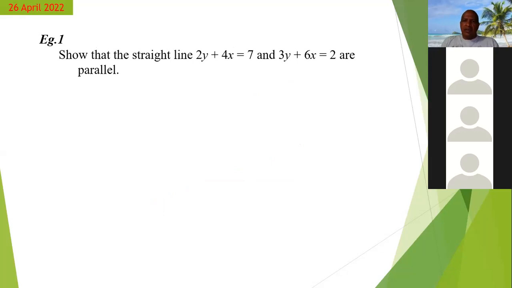Now, looking at this question, it says to show that this straight line 2y plus 4x equal to 7, and the straight line 3y plus 6x equal to 2 are parallel. Now, how would you go about approaching this question? If you want to show that these two lines are parallel, what would you try to establish? Ms. Waysom.